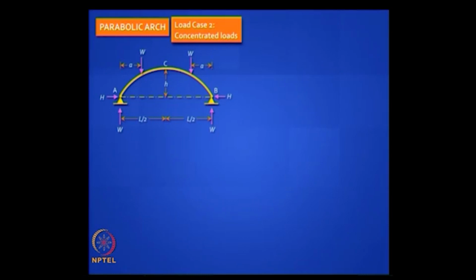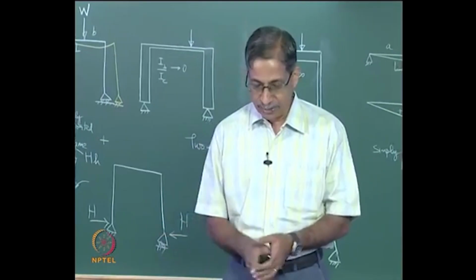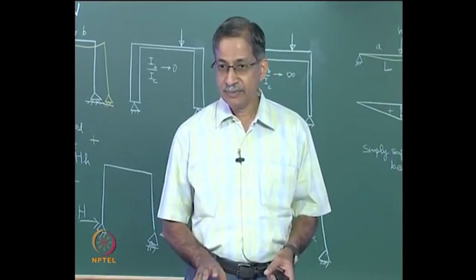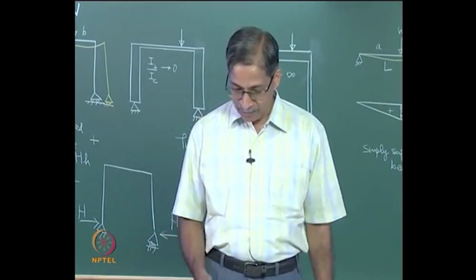What is the expression for m naught? Very easy. You get pure bending in the simply supported arch between the two concentrated loads, and that is W into A, and in the region up to the concentrated load it is W into X. It is enough to integrate to 1/2, so do not bother about the other half. Do you agree to this expression? So you got an expression for m naught.